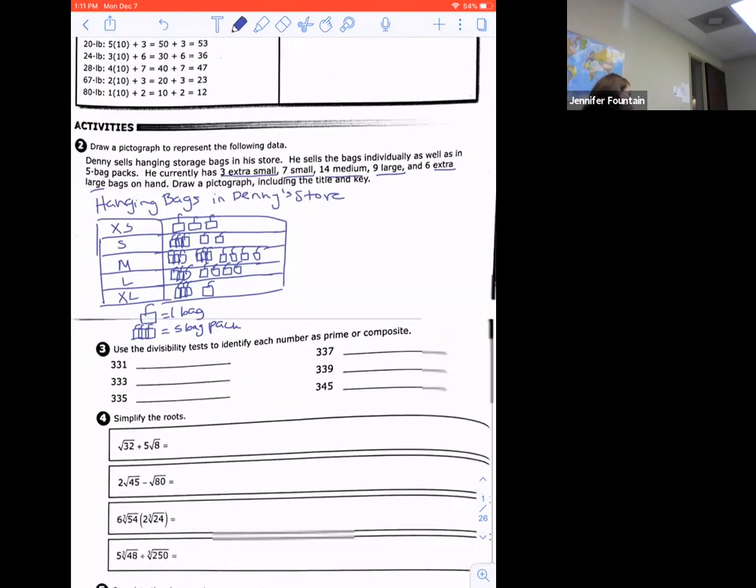So basically the main thing to look at is, when you look at a pictogram, you first want to look at your title to see what it is talking about. Then you want to look at your key to see what each little picture represents. What does it tell me? These are very simple in nature.